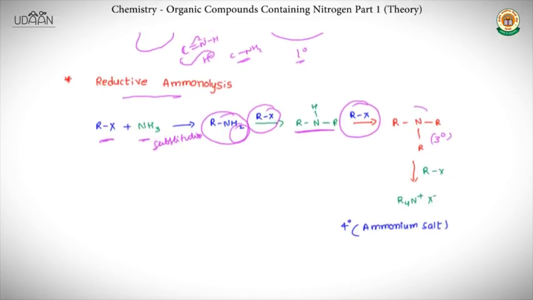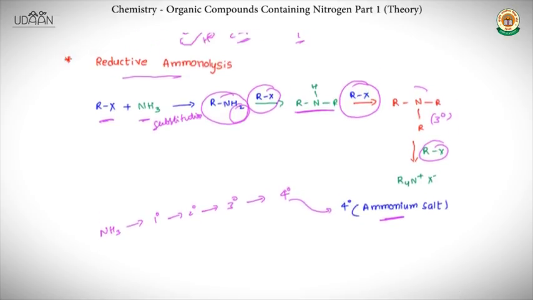Now, if you treat it with a 4th mole of RX, you are going to get a quaternary ammonium salt. That is, you have started with simple ammonia, and from that you have got primary, then secondary, then tertiary, and then quaternary ammonium salt. So, this is a very important reaction and you have to keep it in mind, and we will be solving these types of questions and problems also. Now let's move on to the next part of it.